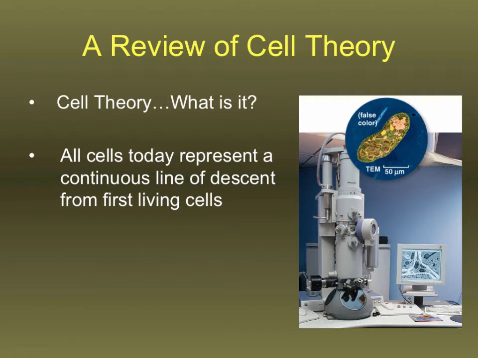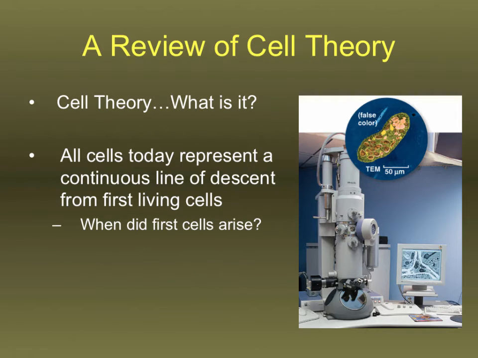Cell theory said that cells only come from pre-existing cells. As far as we know, we've never seen a cell coming from anything except for a previously living cell. All living things are made of cells. That was number two. And cells are the smallest and most simple fundamental unit of life. So there's nothing smaller than a cell that could be considered alive. So that was our cell theory.